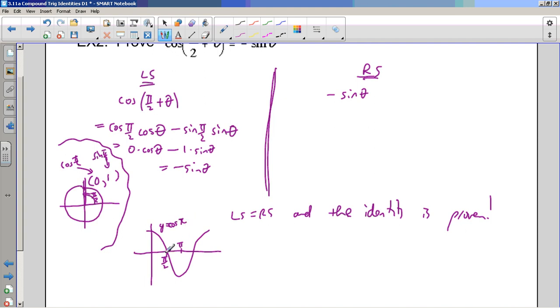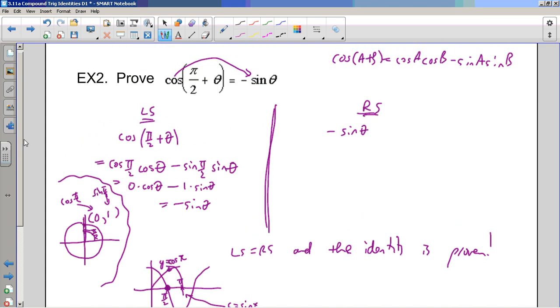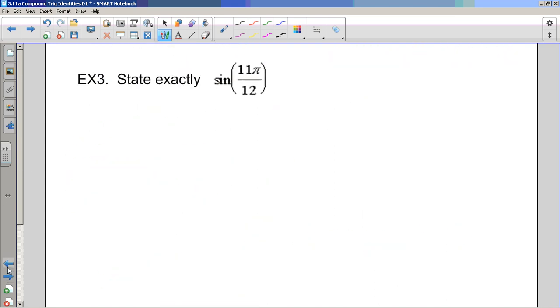So the cos of pi over 2 is 0 because I got that from the graph. Similarly, I can think of the graph of y equals sine x, and it's 1, right? And it goes back down. So this one here is y equals sine x, and then I can see that the sine of pi over 2 is 1, and I get that identity proven. Dandy. Example 3, state exactly.